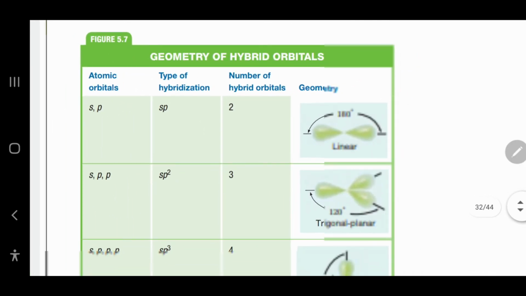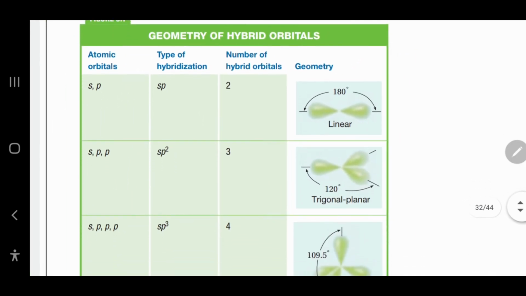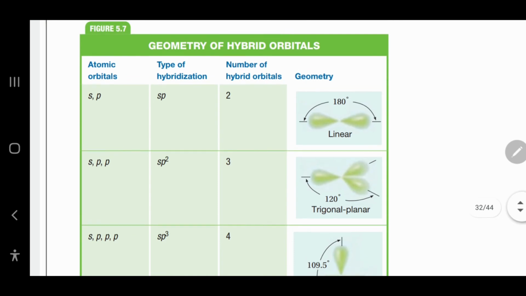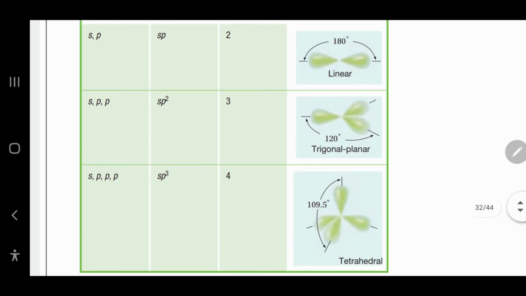Now, the hybrid type can give us the geometry of the shape. If we have sp hybridization, that means that we will have a linear shape. If we have sp2, that means that we will have a trigonal planar shape. And when we have sp3, we will have a tetrahedral shape.